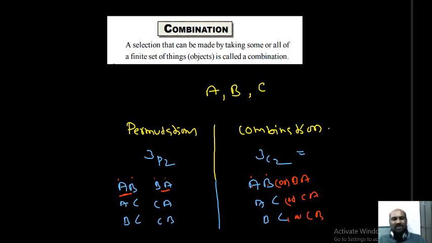In combination, order is not important; in permutation, order is important. In permutation sense, AB and BA are different, AC and CA are different, BC and CB are different. But in combinations, AB and BA are same, AC and CA are same, BC and CB also same. Just selecting 2 from 3. So what is the answer? I can say 1, 2, 3, only 3. The value of 3C2 equals 3, the value of 3P2 equals 6.